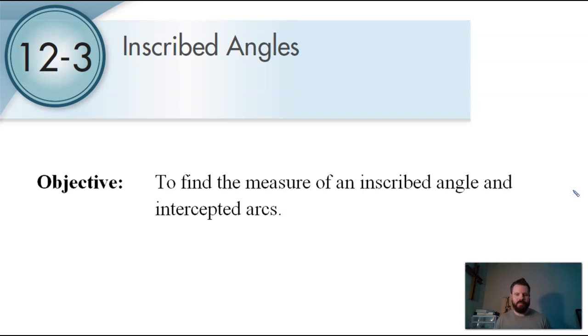Welcome back, everybody. Moving on in Chapter 12, our chapter on circles. We're skipping around a little bit, only doing the important stuff. In 12.3, we're talking about something called inscribed angles. Objective: define the measure of an inscribed angle and intercepted arc. We'll tell you what that means right now.